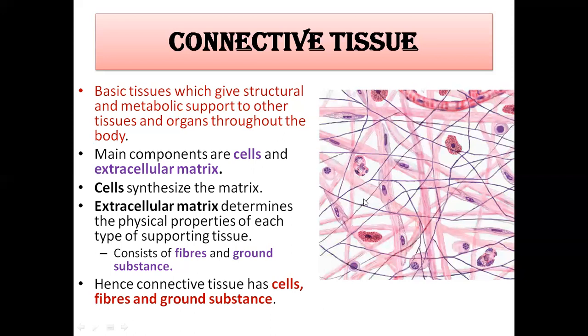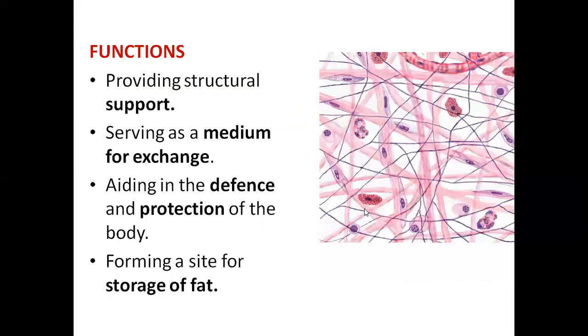So the extracellular matrix is made up of these fibers. As you can see, there are different types of fibers we will discuss now, and this white background area is nothing but the ground substance. Hence connective tissue has cells, fibers, and ground substance.